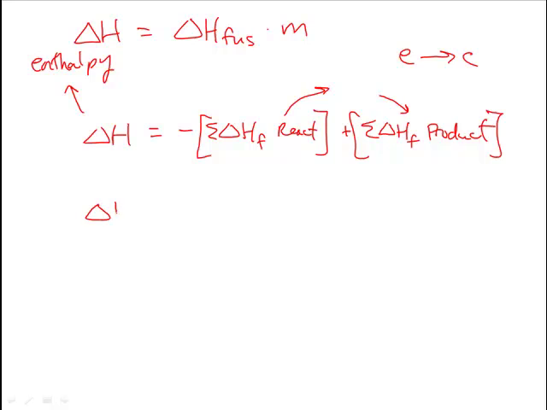The other way to get a heat of a reaction is if you're given the energy of breaking bonds. So the energy of breaking bonds minus the energy of making bonds. Breaking bonds is dealing with the reactants, making bonds is dealing with the products, and that will give you the delta H as well.